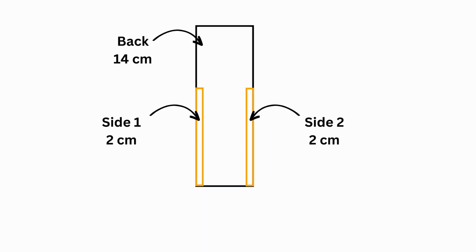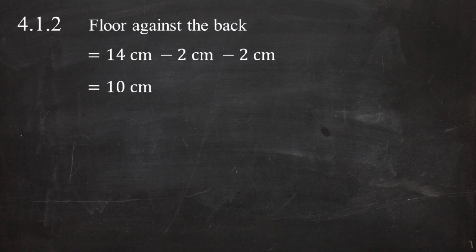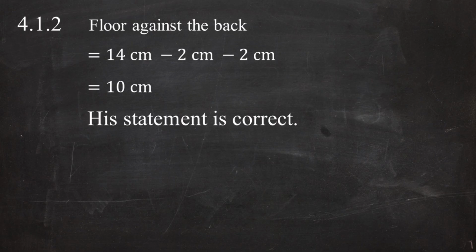When the sides are placed against the back, which is 14 centimeters wide, the width of the floor against the back will be the difference between the width of the back of 14 centimeters and the thickness of both sides of 2 centimeters each. This will give us the width of the floor against the back of 10 centimeters. Therefore, his statement is correct.